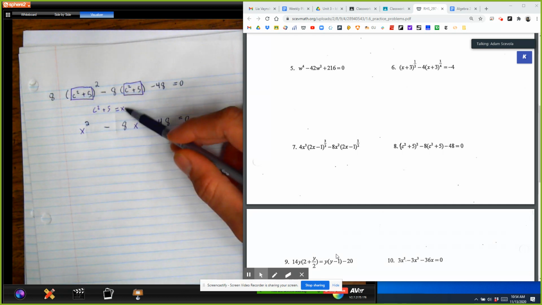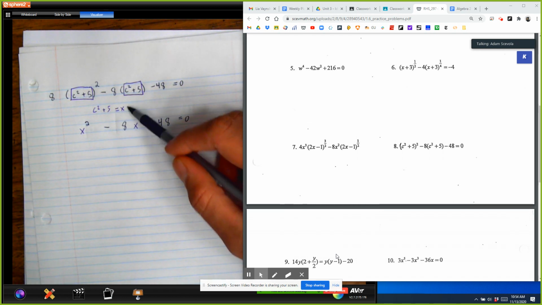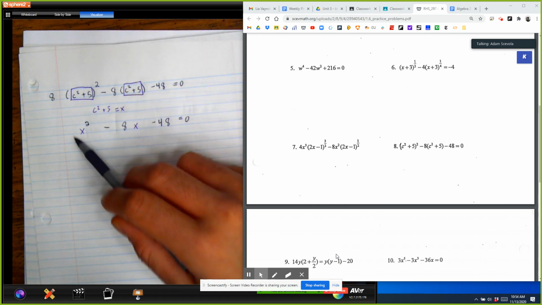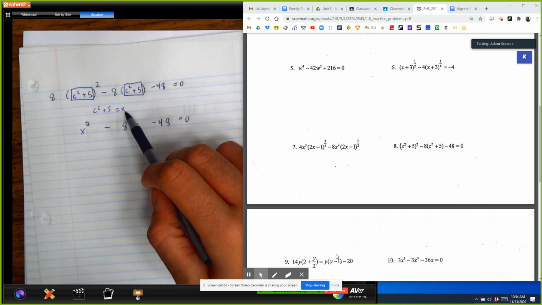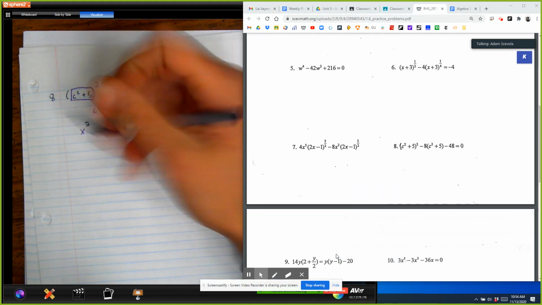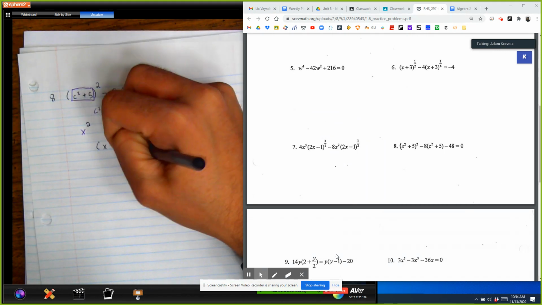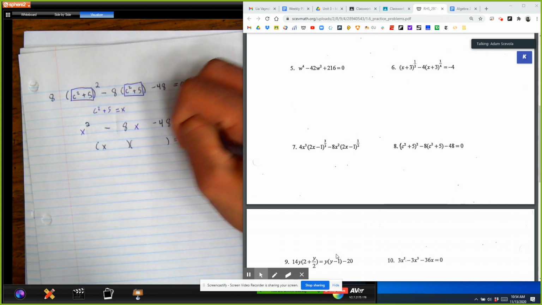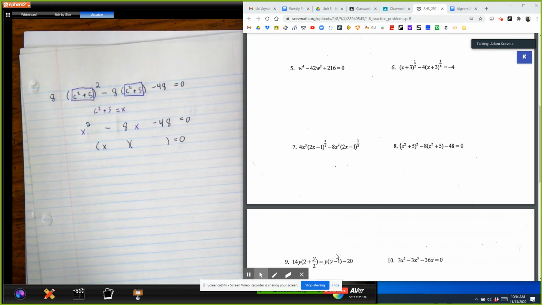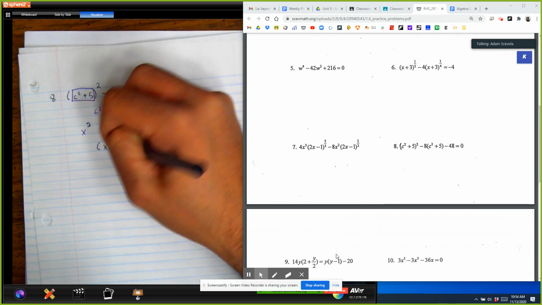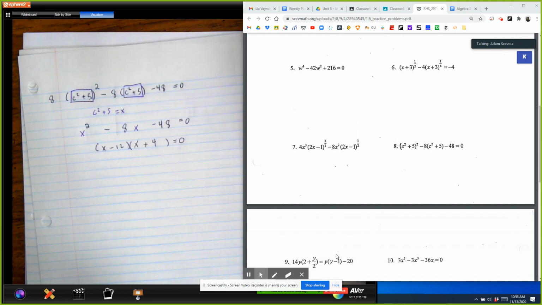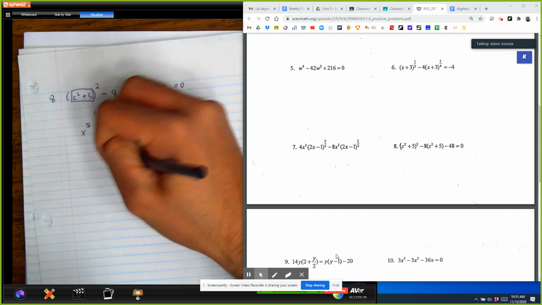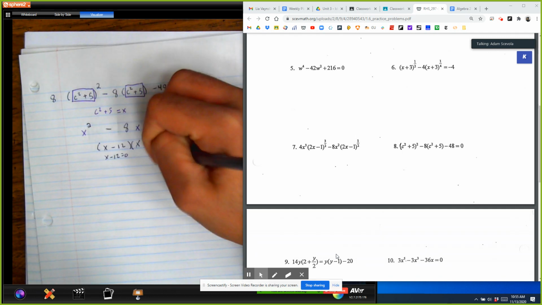So when I solve for x here, I have to find two numbers that multiply to negative 48 and add to negative 8. So that's going to be negative 12 and positive 4. So when I set each factor equal to 0 and solve, which is why we factor, because if either factor is equal to 0, it'll satisfy this, because anything times 0 is 0, I get x equals 12 and x equals negative 4.